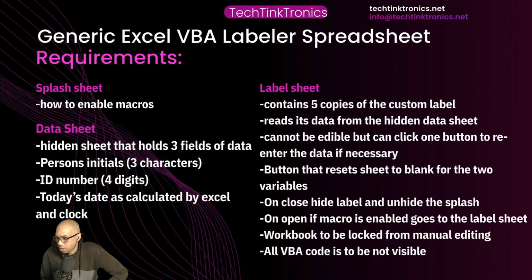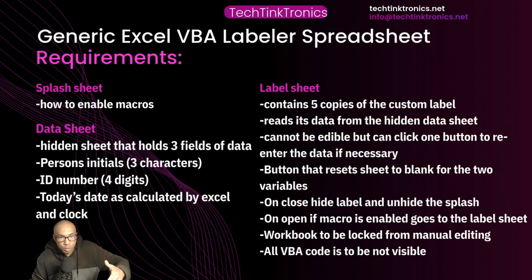This is just a kind of a demonstration of what you could do on Excel with simple things like this. Now, the label sheet is going to convey 6 copies this time of the custom label. It's going to read its data from the hidden data sheet. It cannot be edited, but you can click one button to re-enter the data if necessary. The button that resets the sheet, we're not going to do that this time. On close, hide the label, unhide the splash.